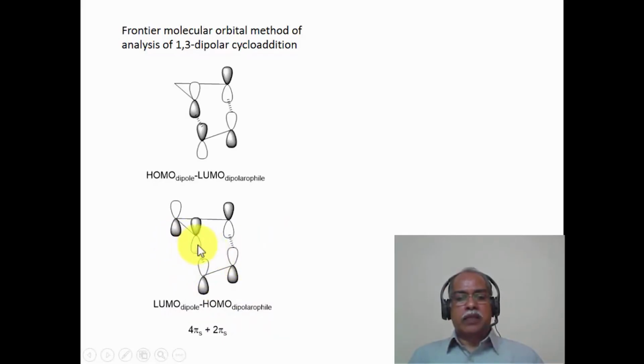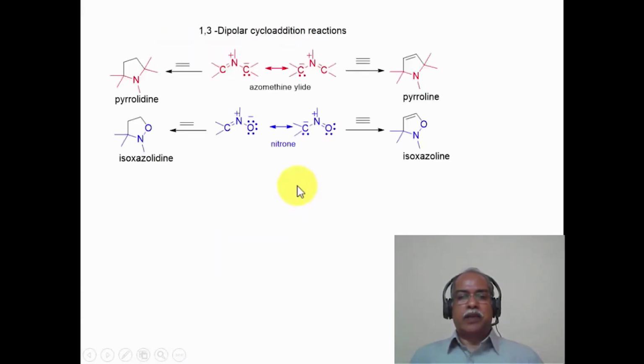So the overlap is essentially in this particular case a bonding type of overlap here and a bonding type of overlap there, which is a thermally allowed process, and this is a suprafacial overlap of the dipolarophile and the dipole, as the case may be. I keep saying diene and dienophile because we have just finished the Diels-Alder reaction. The same terminology cannot be used here, unfortunately.